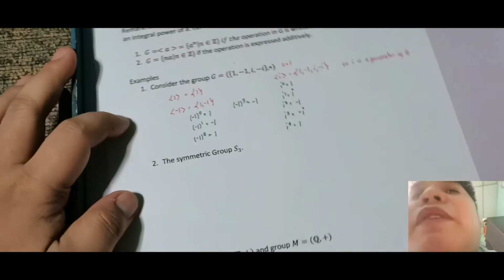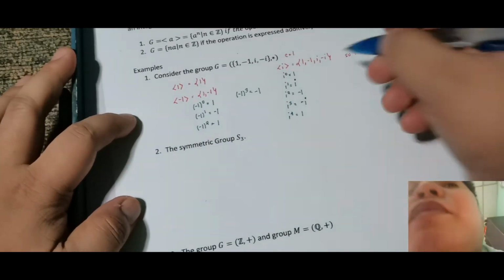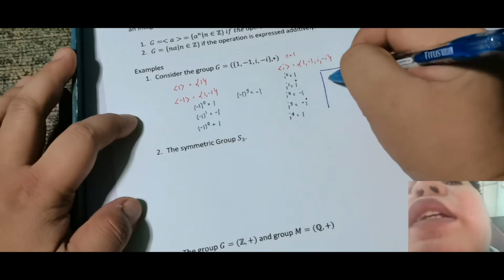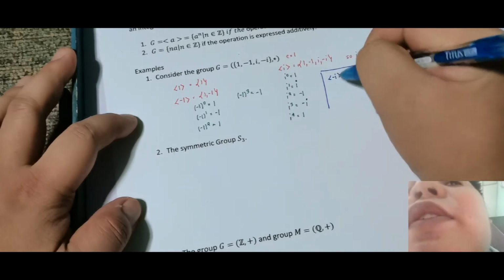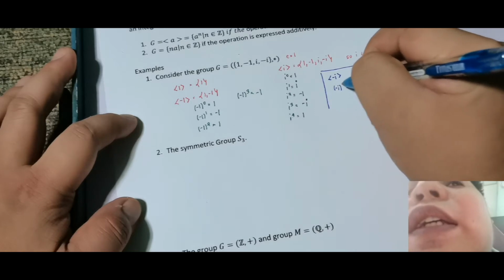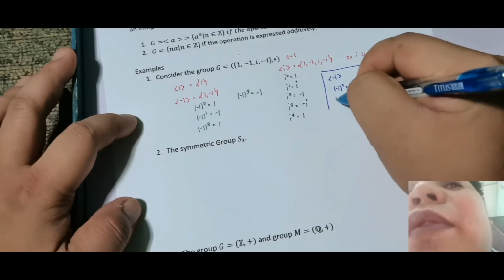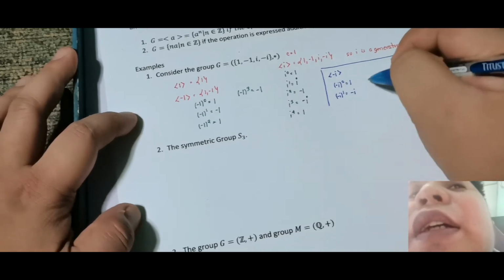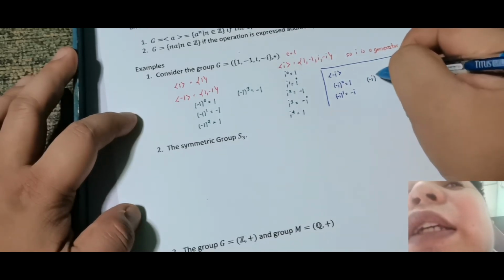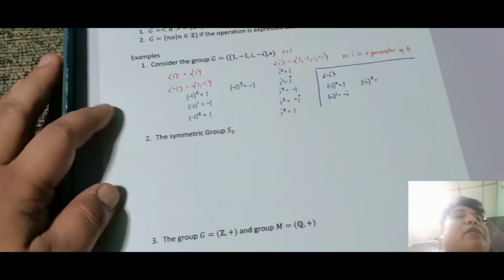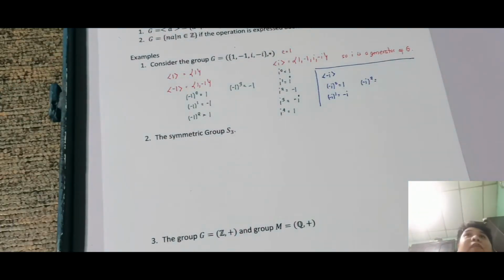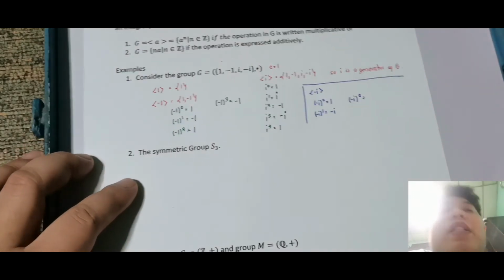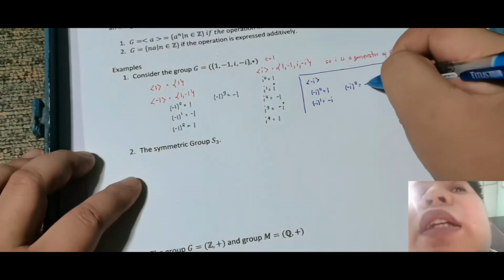So check nga natin, try natin ngayon, nakaguhit dito para hindi nakakalito. So check natin si negative I. Una is negative I raised to 0, that is 1. Negative I raised to 1 is negative I. Next is negative I raised to 2, is negative I times negative I, so that is positive I squared. So I squared is equal to negative 1.